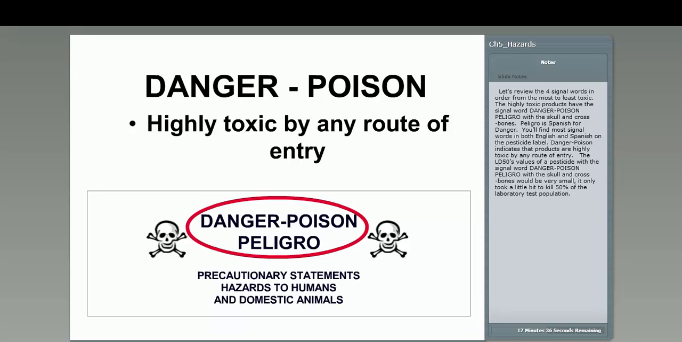Danger poison indicates that products are highly toxic by any route of entry. The LD50 values of a pesticide with the signal word danger, poison, peligro with the skull and crossbones would be very small. It only took a little bit to kill 50% of the laboratory test population.